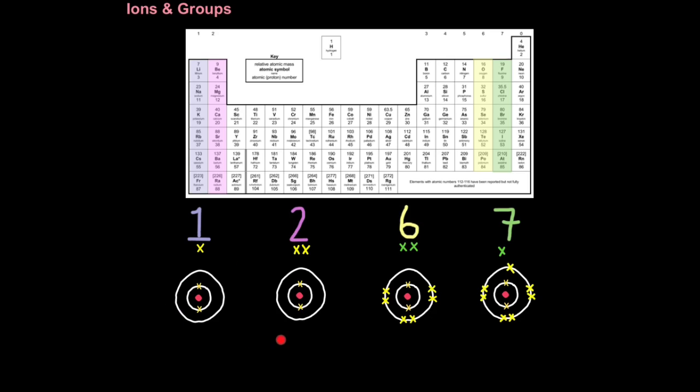Group 1 and 2 will lose electrons to complete their outer shell because it's much easier to lose 1 or 2 electrons than gain 7 or 6 to complete their outer shell. Group 6 elements have 6 electrons on the outer shell.